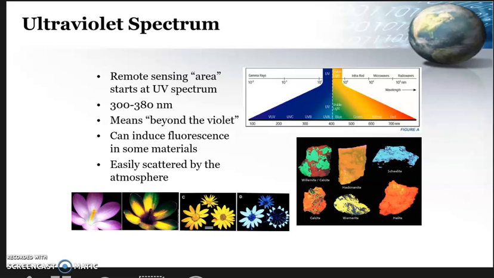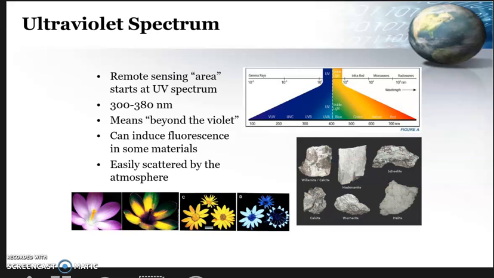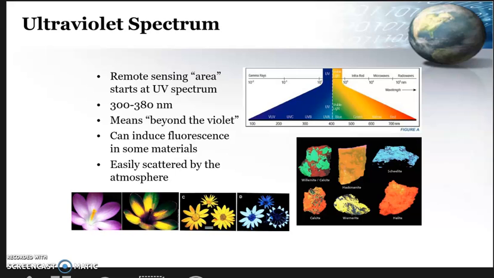UVC rays are the most harmful and are almost completely absorbed by our atmosphere. UVB rays are the harmful rays that cause sunburn. Although UV waves are invisible to the human eye, some insects, such as bumblebees, can see them.